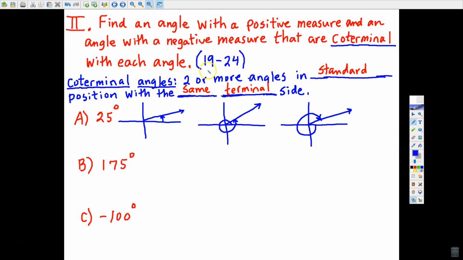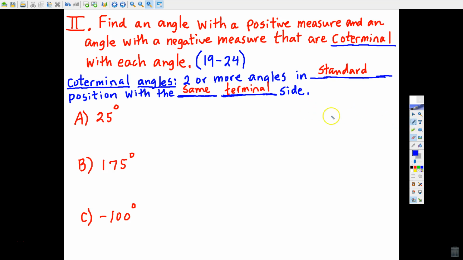Here's how you can come up with both a positive measure and a negative measure for angles that are considered to be coterminal. They share the same terminal side. So I'll just erase my little graphs here. This is really pretty easy because when we went all the way around in a positive direction, it's like we started at 25 degrees and we added 360. That's like starting at 25 and going all the way around. So when we do that, we get 385 degrees. So that would be an example of an angle with a positive measure that's coterminal.